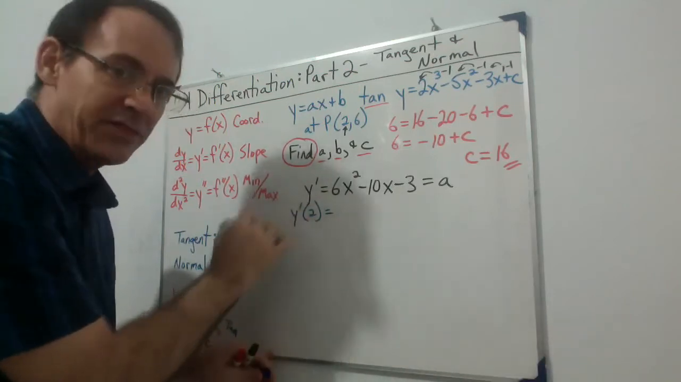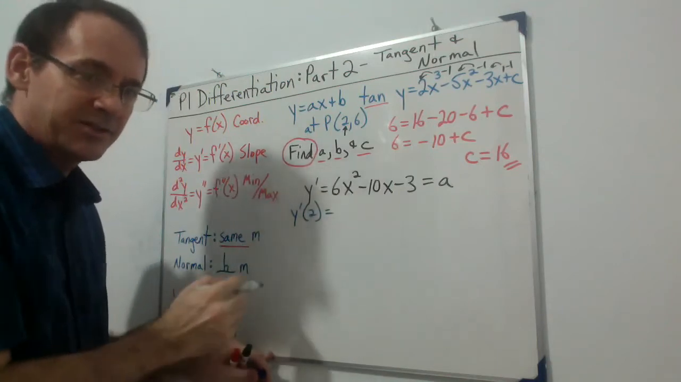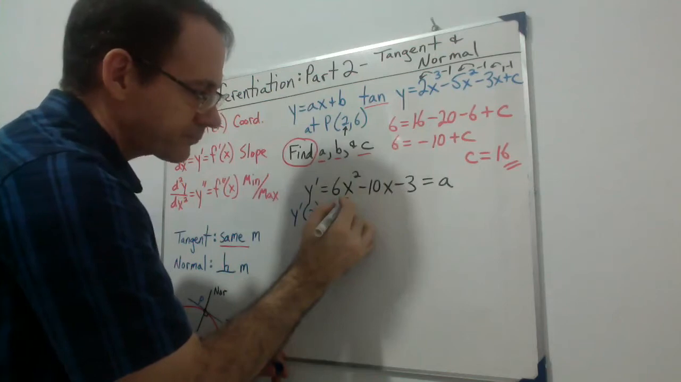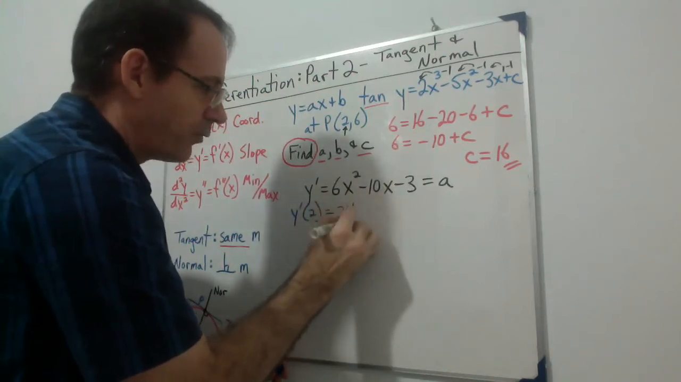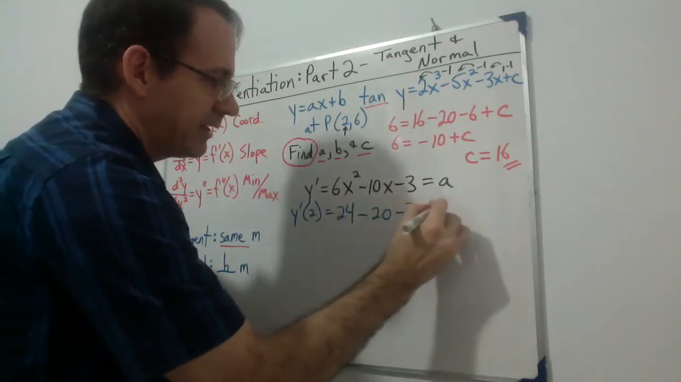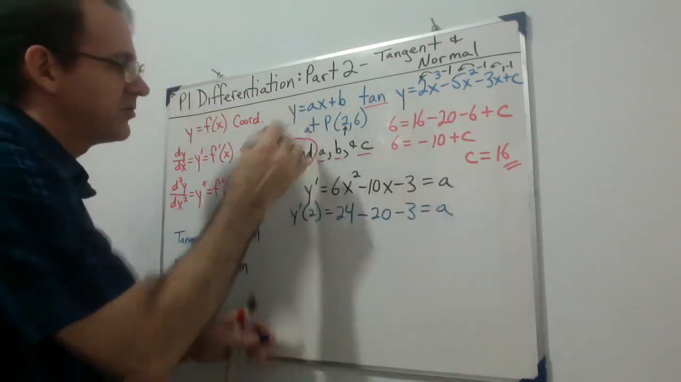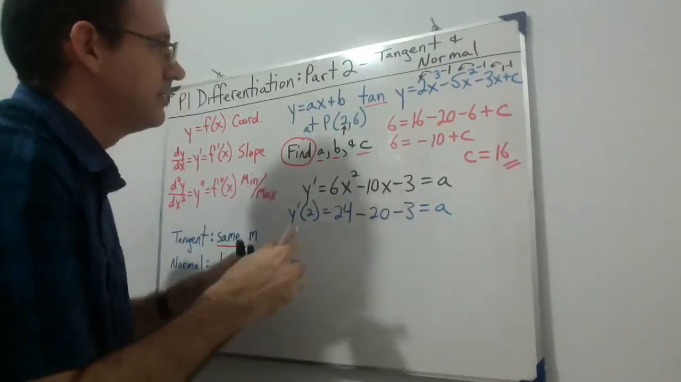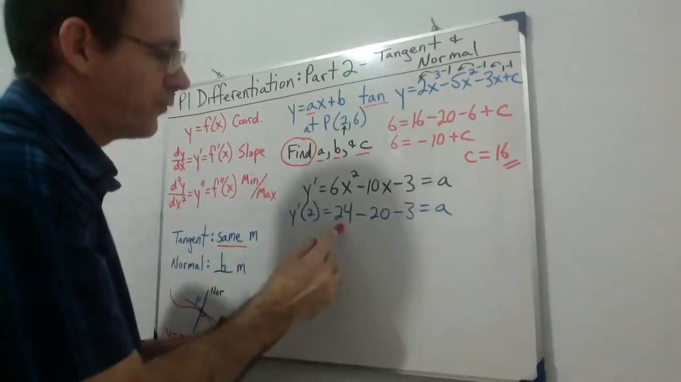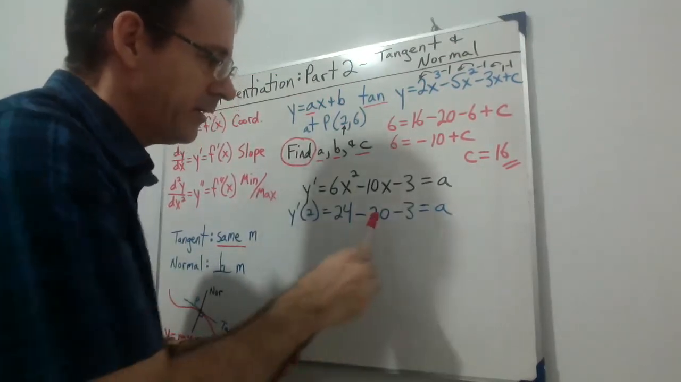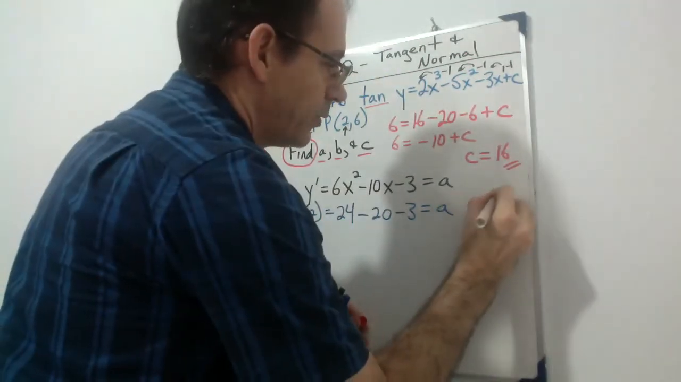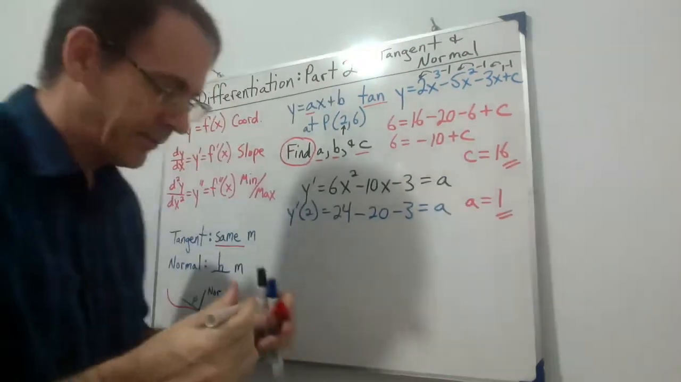So there's no math here. It's not multiply. It's more like function notation. So 2 squared is 4, times 6 is 24, 2 times 10 is 20, -3 equals A, because that is our slope of our tangent line. So 24 minus 20 is 4, 4 minus 3 is 1, so A equals 1. So there's our second number.